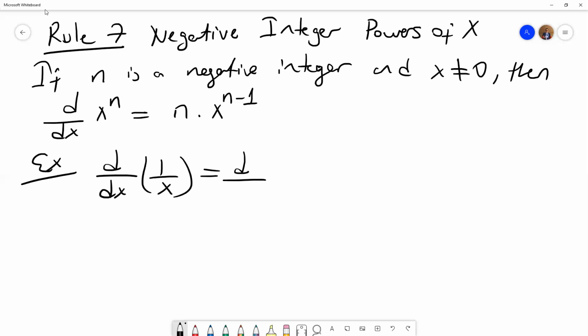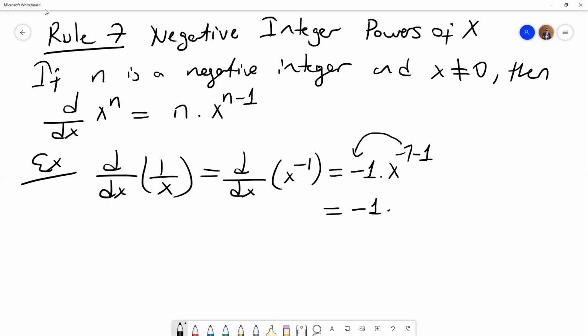You know, we can think of 1 over x as x to the minus 1. So here we put this minus 1 on the left, and we subtract 1 from the power of x. So finally, minus 1 times x to the power minus 2, that is minus 1 over x to the power 2. Because of this minus sign, we put x in the denominator.